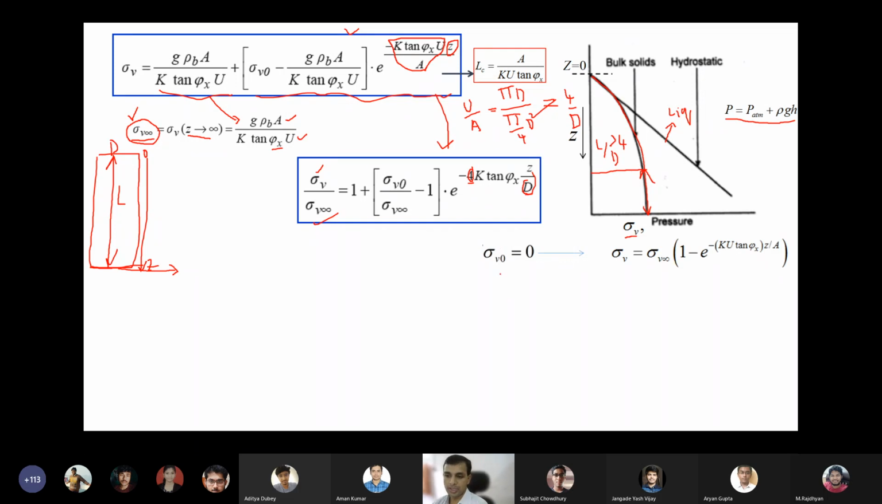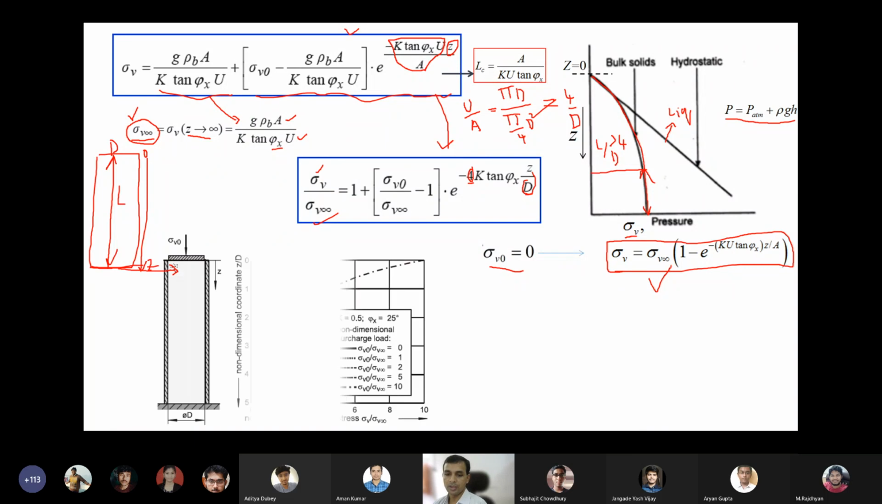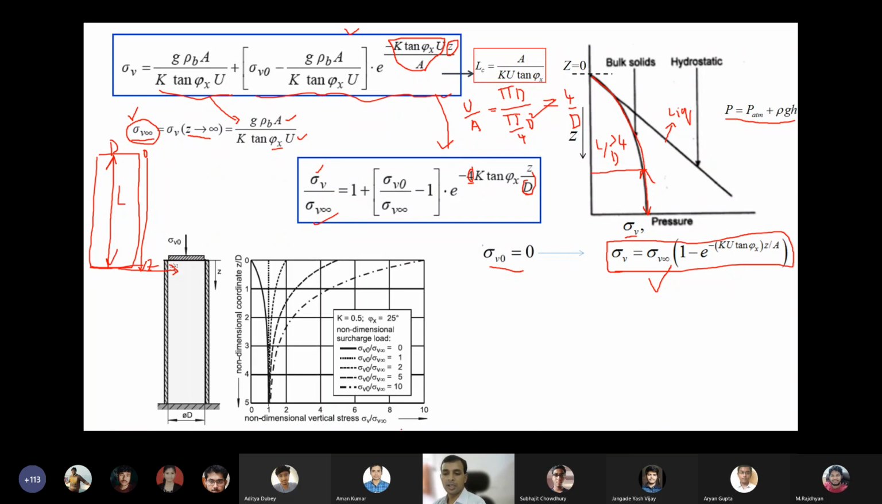If there is no additional vertical stress, and only gravitational force acts, this is the formula for vertical stress. If it only acts by gravity, this is the vertical stress. This is the plot of how the stress profile varies. You can easily understand from this. It is non-dimensional: sigma v by sigma v infinite on the y-axis, and z by D on the x-axis. So z by D, if you plot, you get this graph.